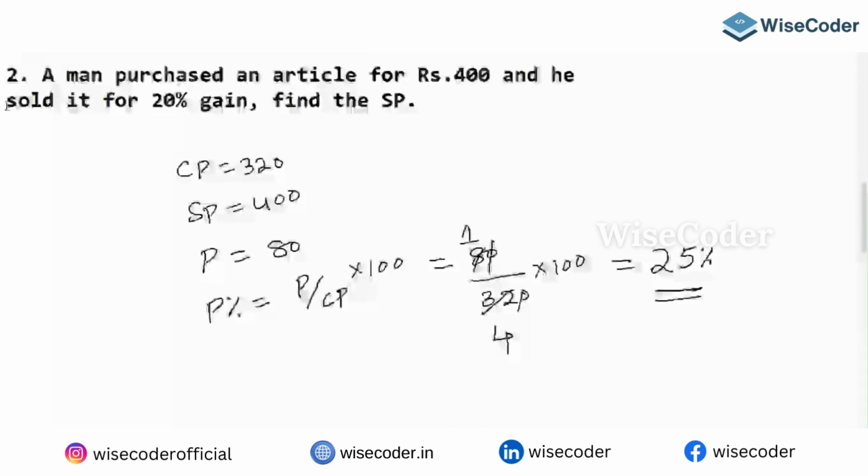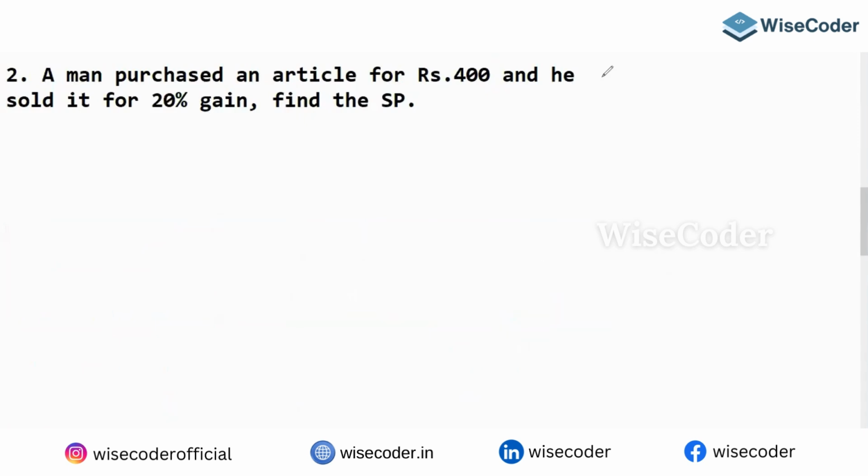A man purchased an article for 400 and sold it for 20% gain. Then what is the selling price? Pretty easy question. Guys, look here. Purchased means what? Cost price. Cost price is 400 rupees. And a gain. Gain means what? Profit percentage.